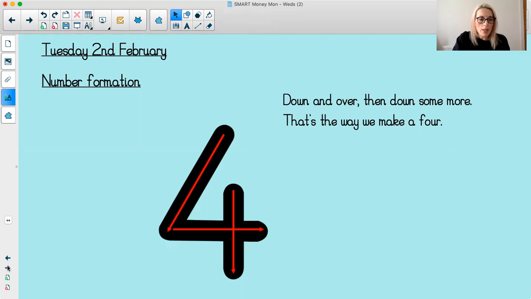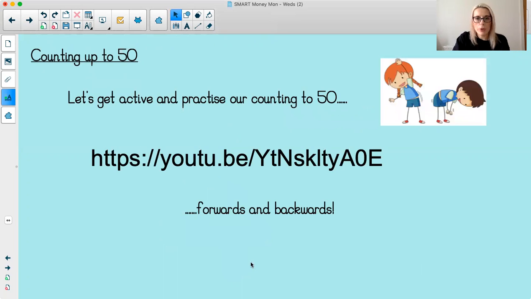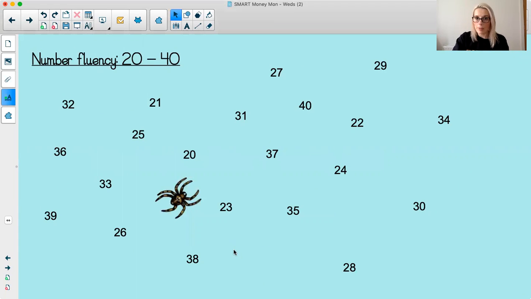Well done, Year 1. I'm sure you've written some beautiful 4s. So this is a quick reminder of that counting song that we did yesterday that helped us practice counting up to 50 and then back again. If you want to give it another go, the link is in your class dojo and it might help with our number webs. Here we go.